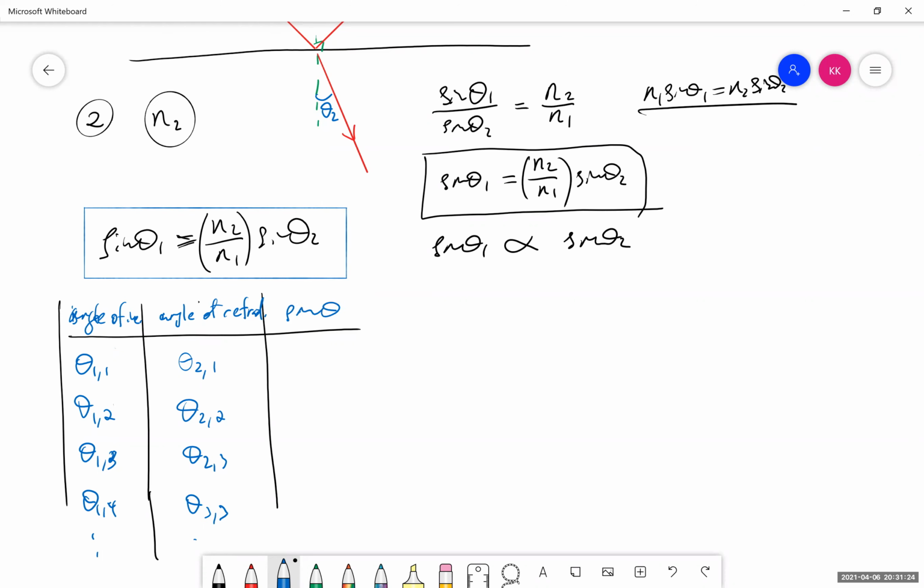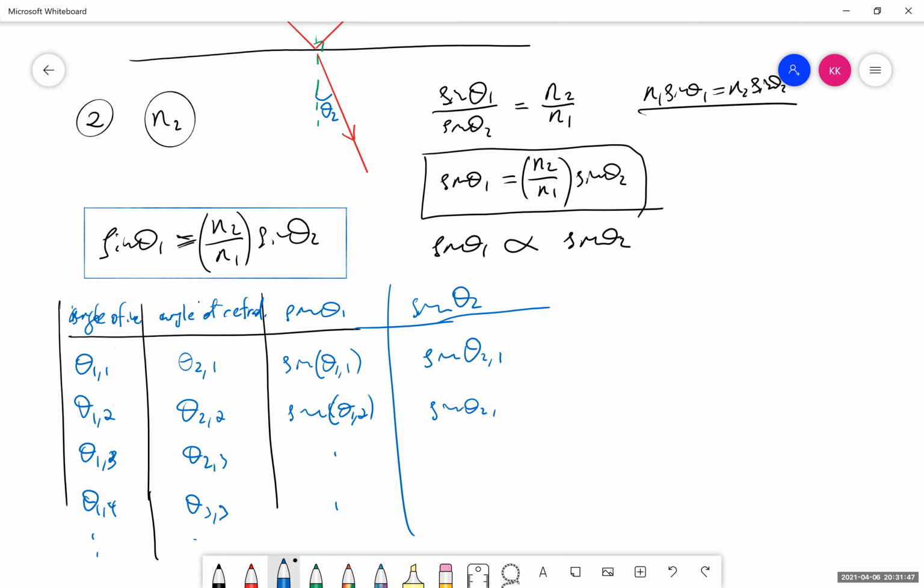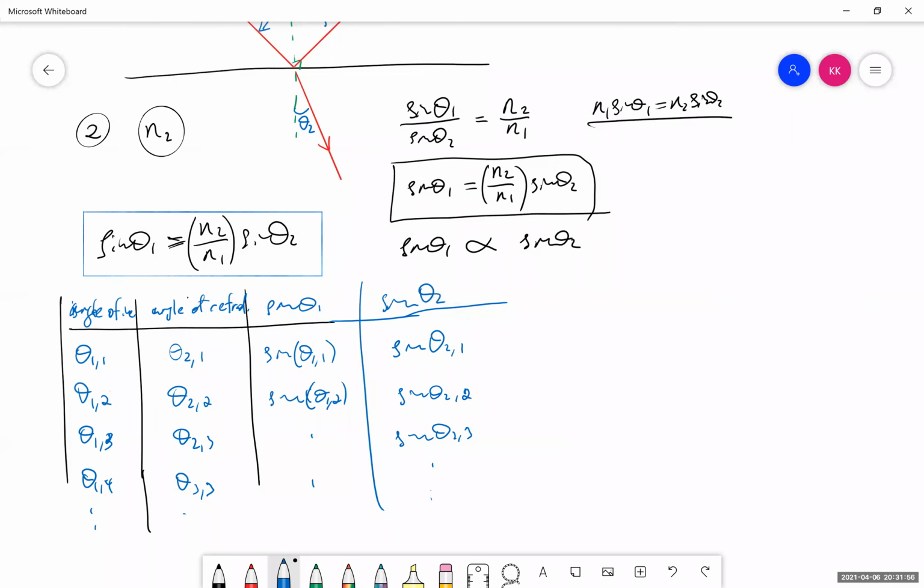That means we need to then have two more columns, sine of theta 1 and sine of theta 2. Sine of theta 1 will be trial 1, trial 2, and so on. And then here we're going to have sine of theta 2: trial 1, trial 2, trial 3, and so on and so forth. That means we're going to have the experimental data like that, where using the sine of theta 1 and sine of theta 2 experimental columns, we can then plot them.